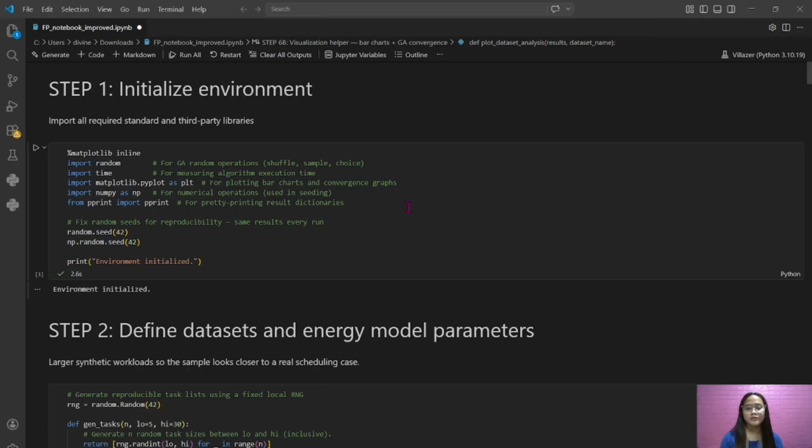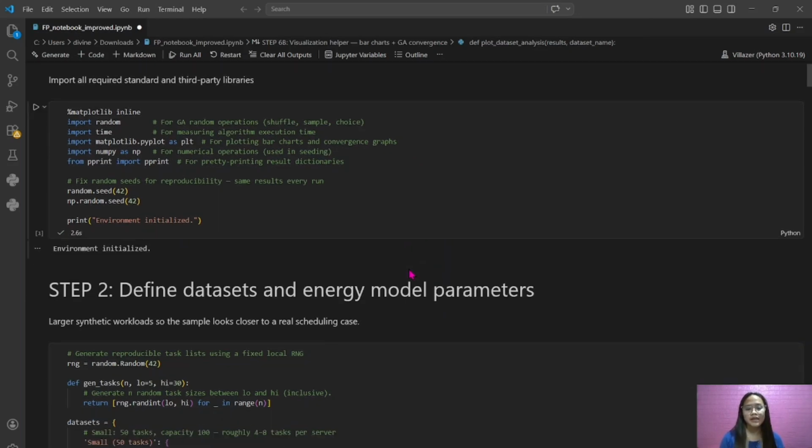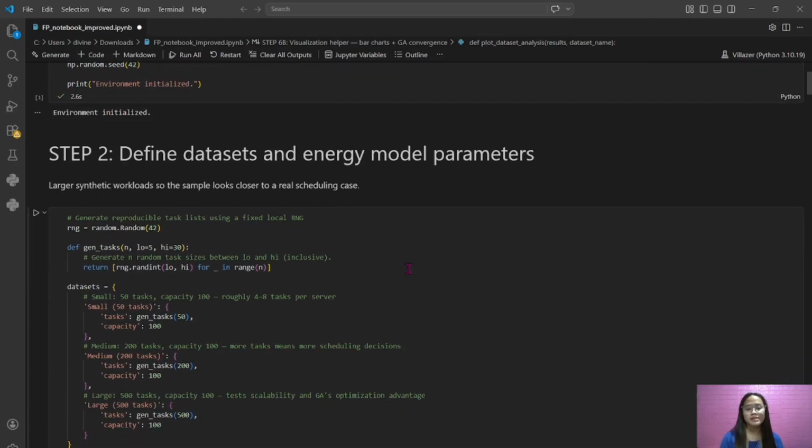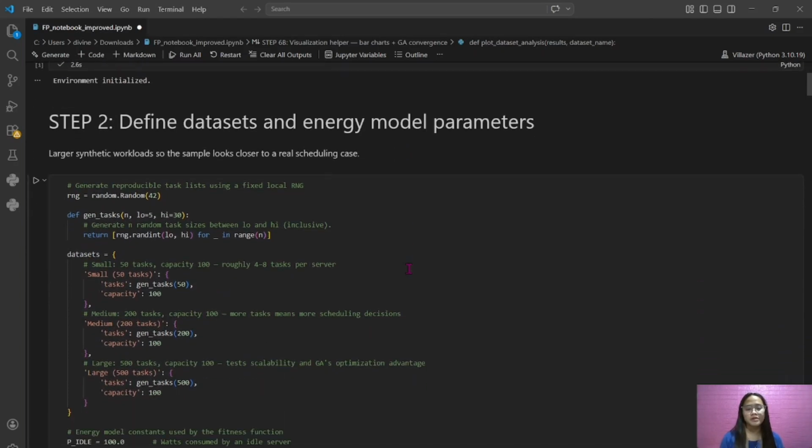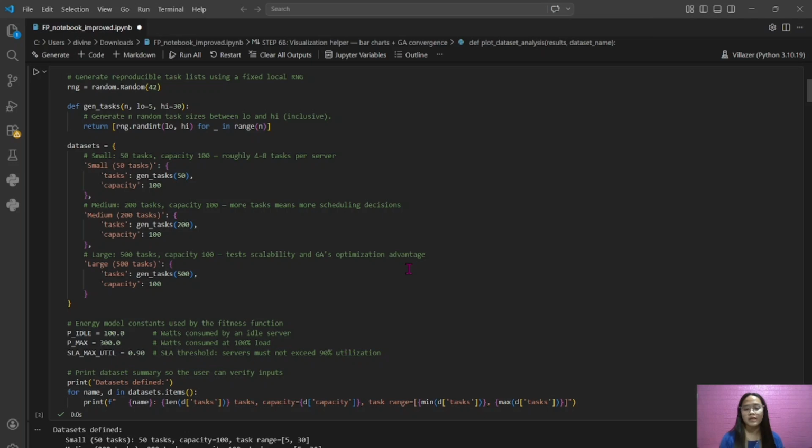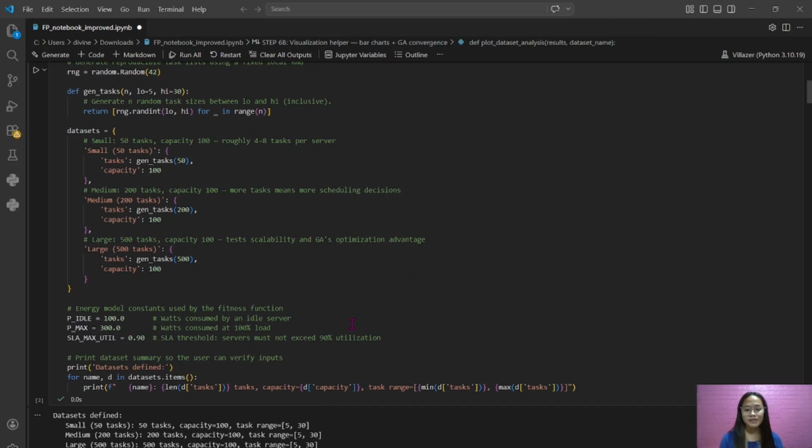First, we initialize the environment by importing the required libraries such as matplotlib, numpy, random, and pprint. We also set random seeds to ensure reproducible results. After that, we define the datasets, server capacities, and the energy model parameters, where servers consume 100 watts when idle and 300 watts at full capacity with the SLA threshold set to 90%.